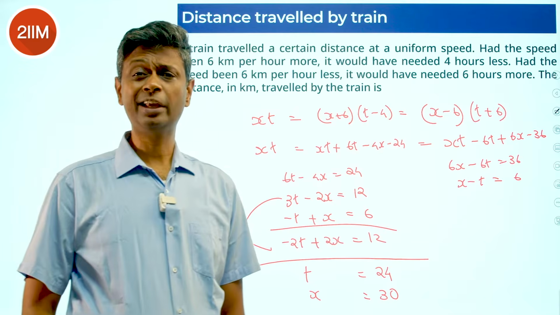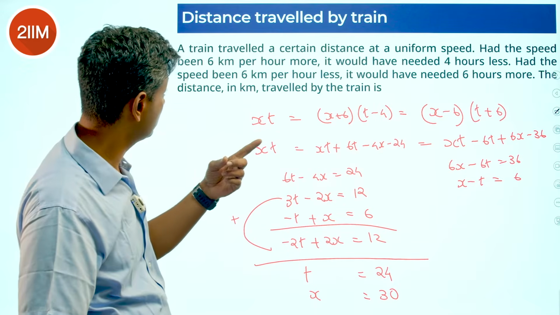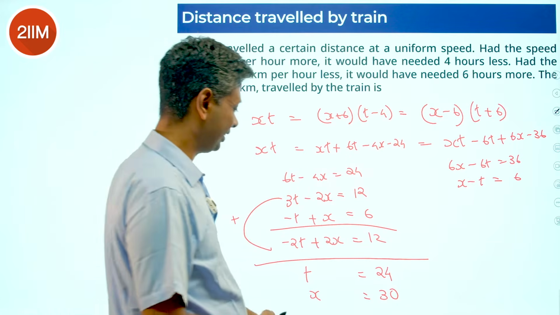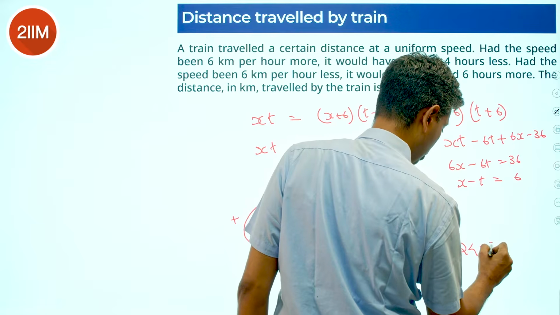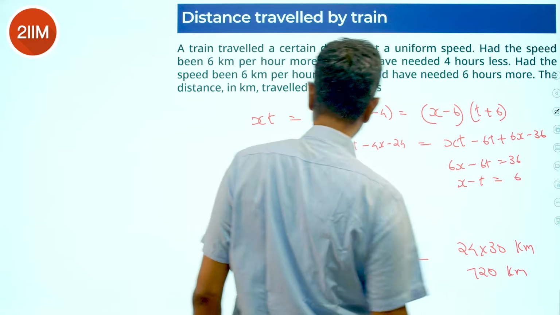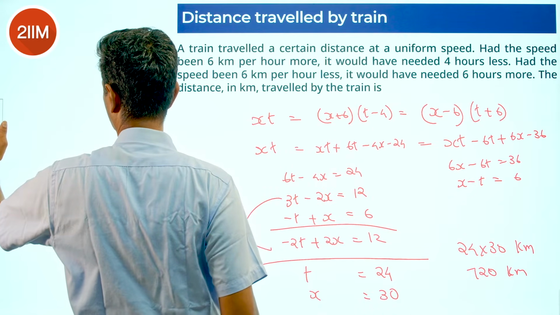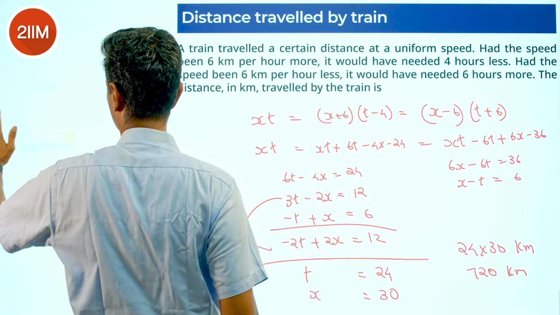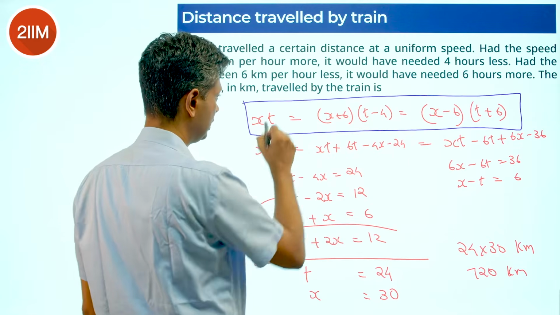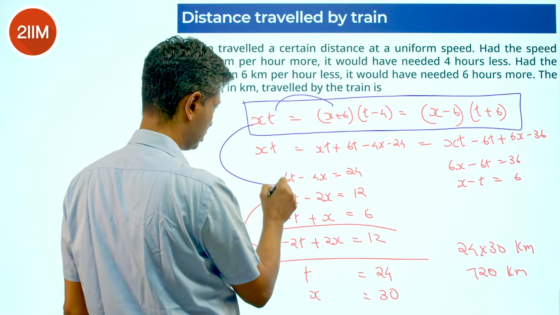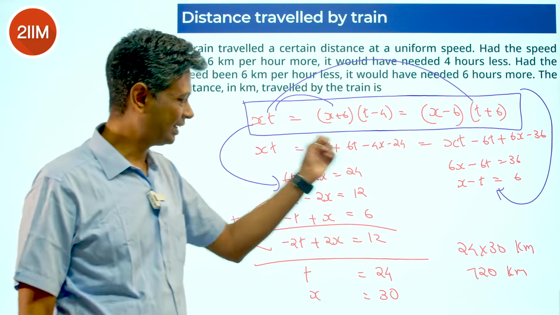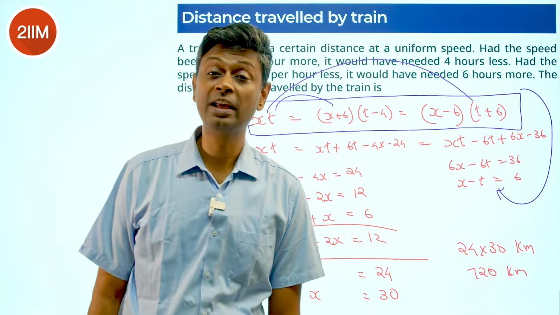t is in hours, x is in kilometers per hour. The distance in kilometers traveled by the train is x into t. 24 into 30 kilometers, 720 kilometers. Just to recap, what are we doing here? We are framing this giant equation, taking these two and arriving at this, taking these two and arriving at this, and then taking those two and finding x and t. Once we find x and t, x into t is the total distance.